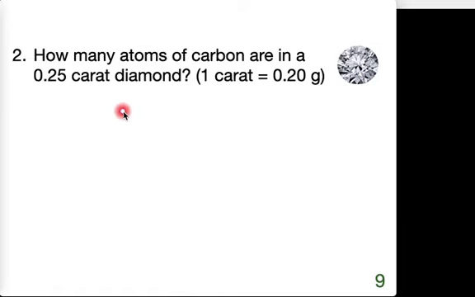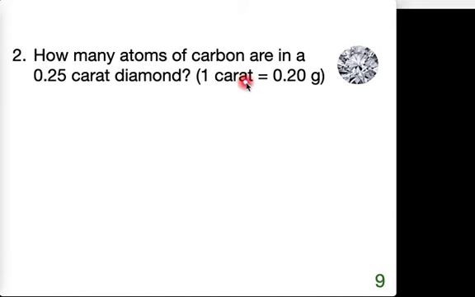How many atoms of carbon are in a 0.25 carat diamond? I don't know if you know that, but diamond is composed of nothing but carbon atoms. Carbon can combine in various ways. It's referred to as allotropes of carbon, and diamond is one example. Now they give you that 1 carat is 0.20 grams.